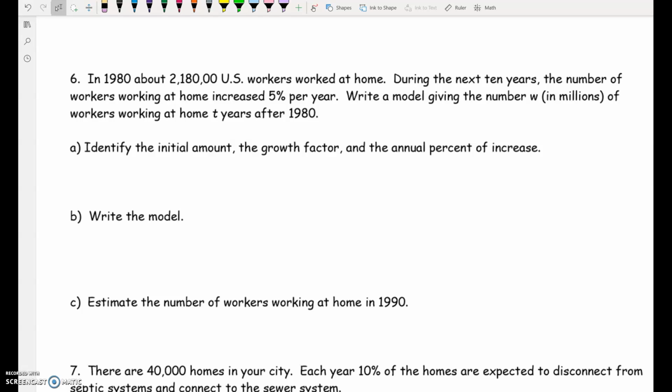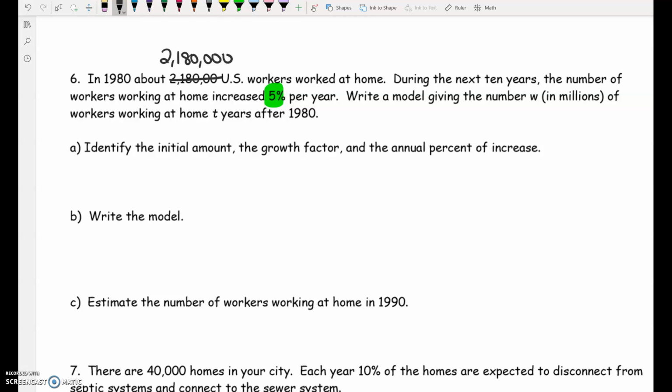In 1980, there's a typo here. This should be 2,180,000 U.S. workers worked at home. During the next 10 years, the number of workers working at home increased 5% per year. Write a model giving the number W in millions of workers working at home T years after 1980.